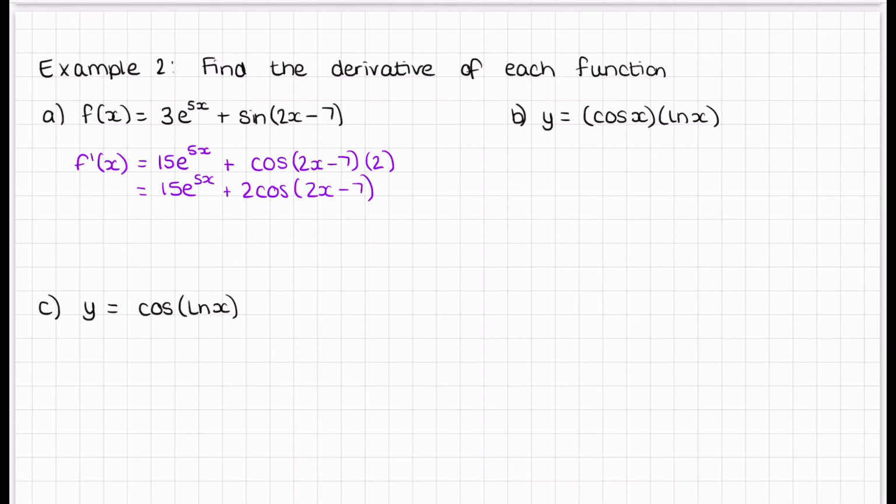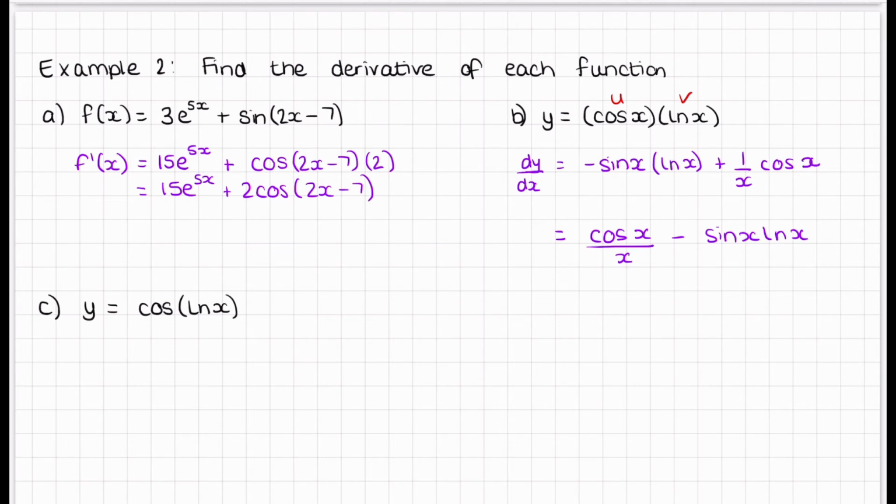B, y equals cos x multiplied by ln x. One thing multiplied by another, so product rule. Cos x will be u, ln x will be v. If we try and go straight to our product rule, u dash, so derivative of cos, which is negative sine x, multiplied by v, multiplied by ln x, plus derivative of v, which would be 1 on x, multiplied by u, which is cos x, and then we can just make that look a bit nicer. Cos x on x minus sine x ln x.